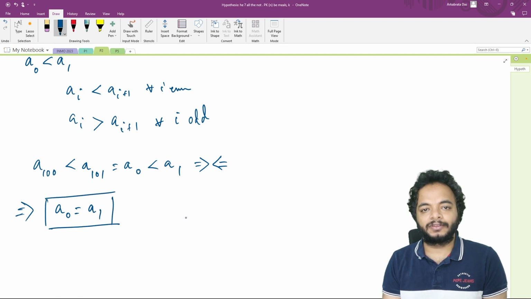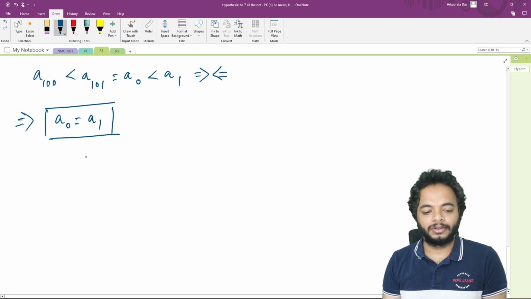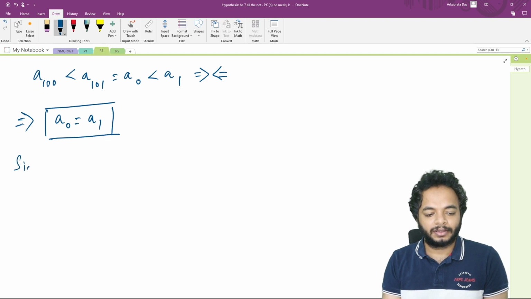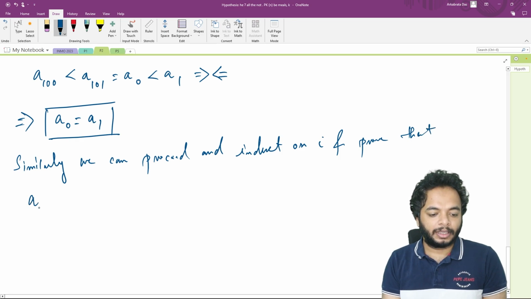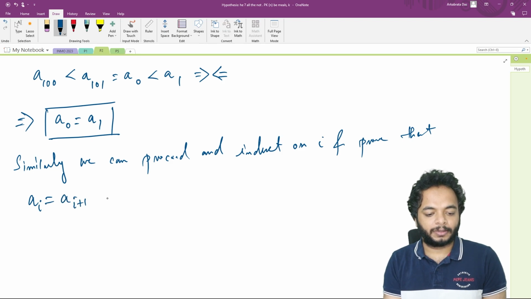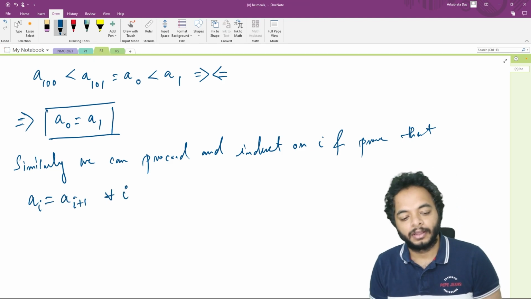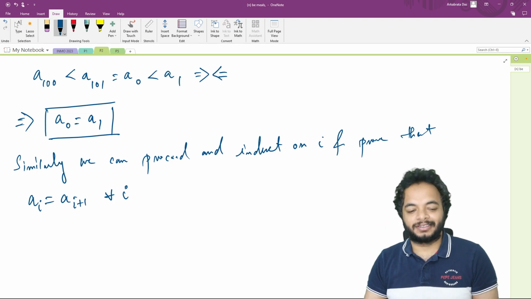And now I leave the inductive part to you. Similarly we can proceed and induct on i and prove that ai is equal to ai plus 1 for all i. So that means all the coefficients are equal.